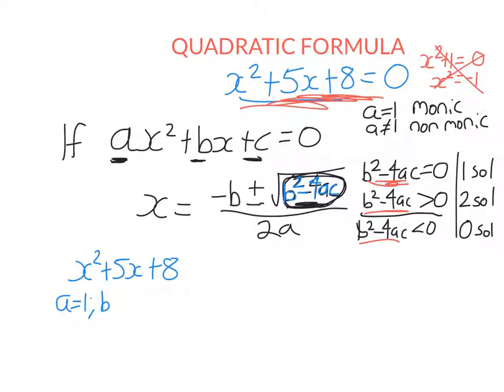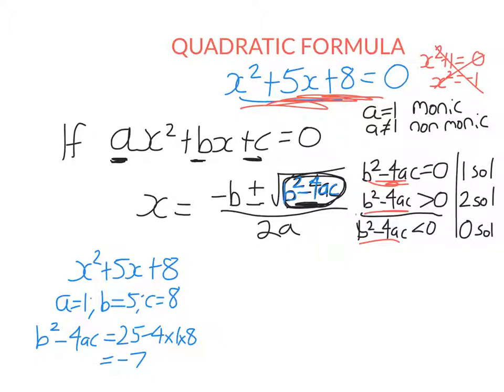b, the number in front of x, is 5. And c, the number by itself, is 8. So b squared minus 4ac: b squared is 25, 5 squared, minus 4 times a times c. Put that on your calculator, you get -7.